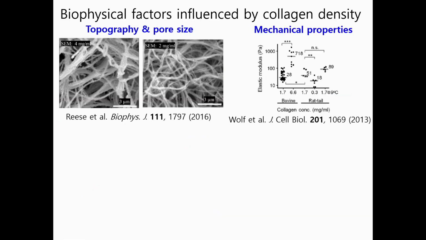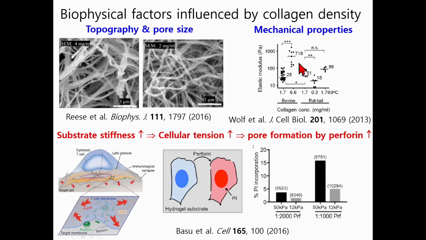In terms of collagen, we can simply change the concentration and do the experiment, but changing concentration can change the microstructure as well as the mechanical properties. For mechanical properties, Morgan Huse did beautiful work using polyacrylamide gel with various stiffness and found the same kind of thing. In stiff gel, the cancer cells have much higher cellular tension, and that makes pore formation by perforin much faster. So that's why.